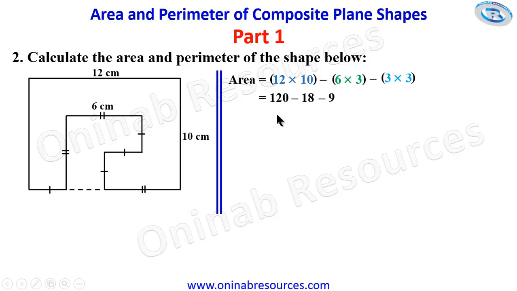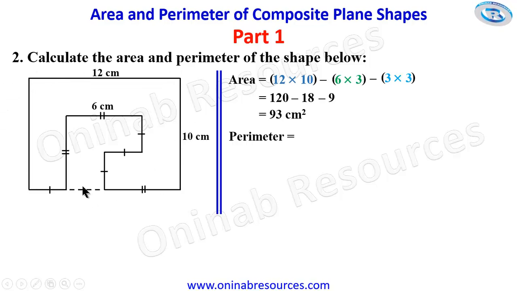120 minus 18 is 102. 102 minus 9 gives 93 square centimeters, representing the area of this shape. Now we go ahead to calculate the perimeter. As stated earlier, the perimeter is to find the distance around the shape.